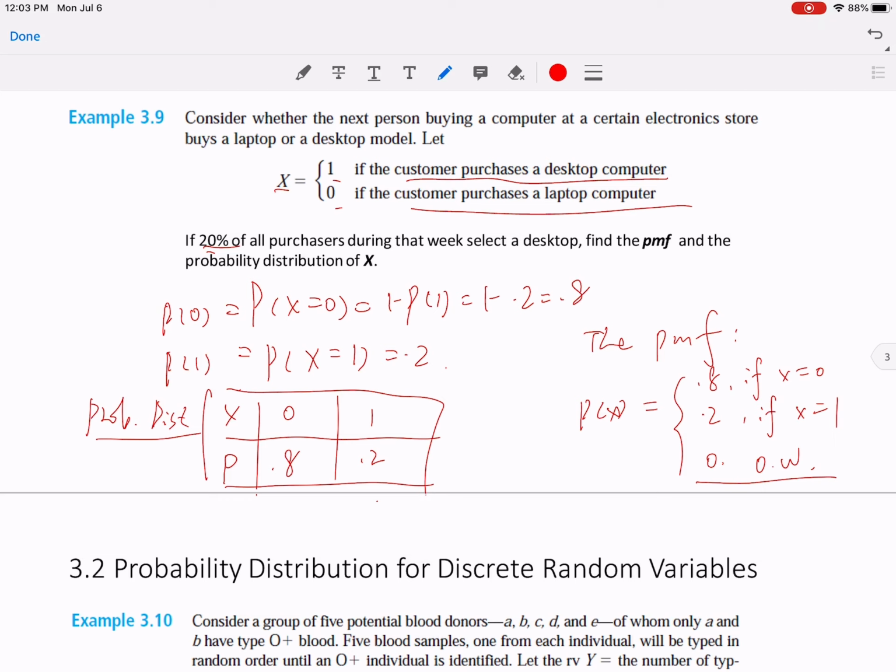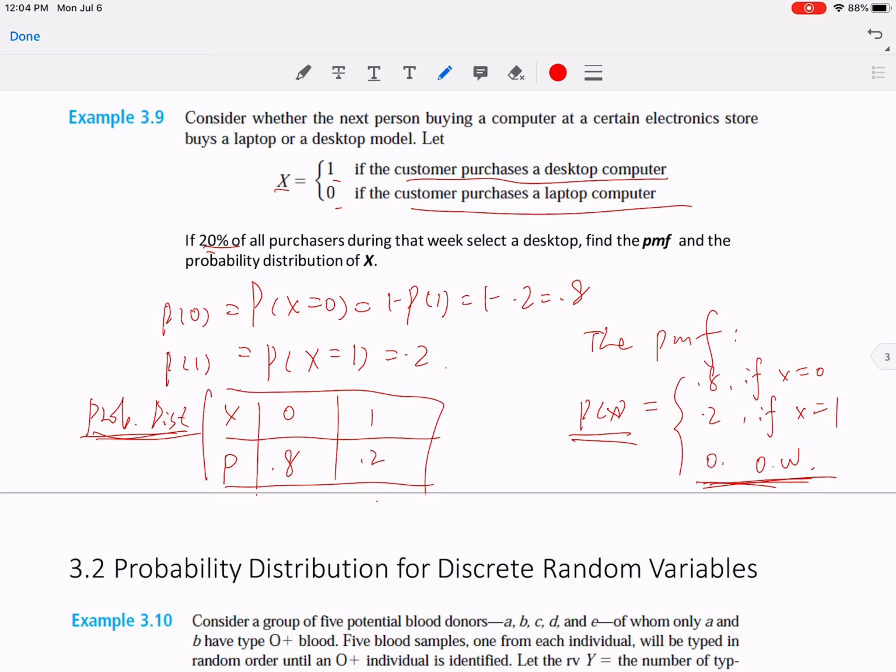Because x can only be 0 and 1. So the probability x is equal to any other number outside of 0 and 1 is equal to 0. So you cannot miss this part, okay? Now, this is how to build up the probability distribution and the PMF.